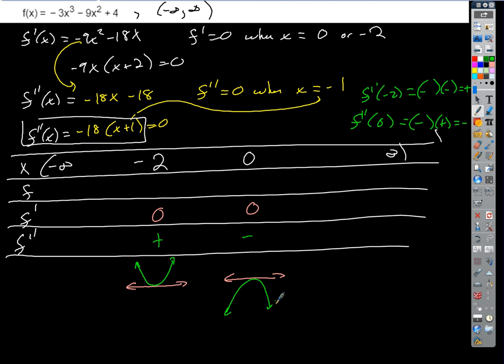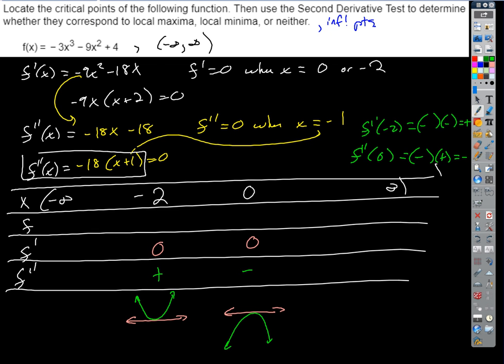Isn't that better? Now, what if we'd applied the first derivative test? If we wanted to apply the first derivative test to figure out what these were, I would have had to choose test points in between, and that's extra work. You see how that's harder to do? Okay? So while we're at it, I'll show you how easy it is to find inflection points, right?